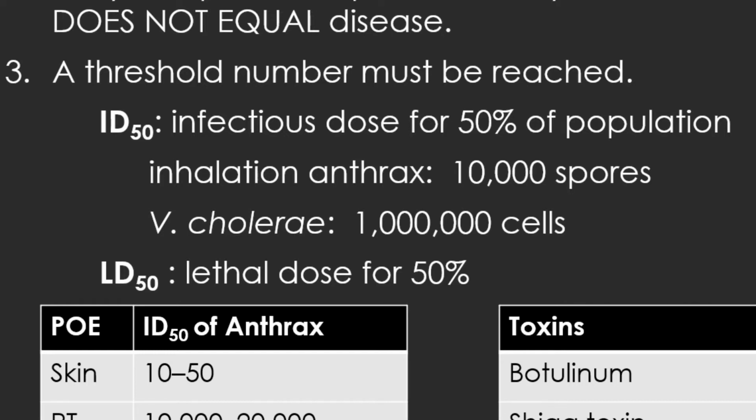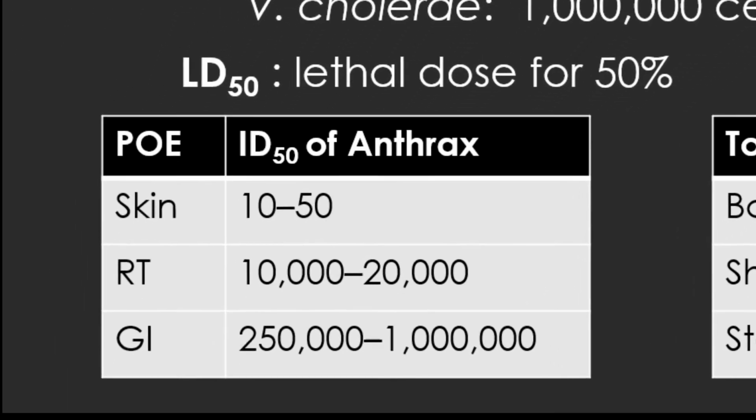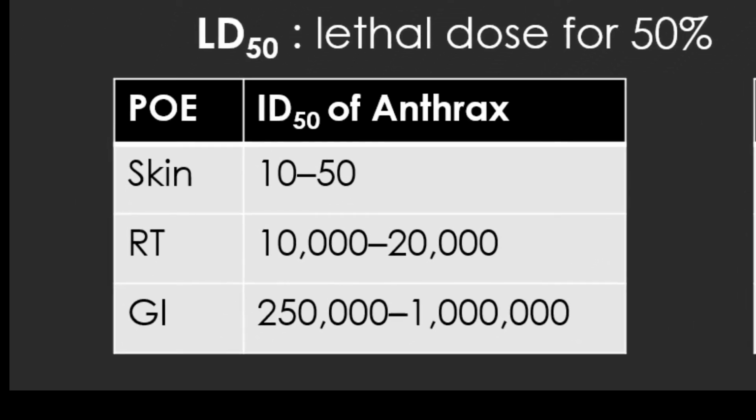In order to determine how deadly an infection is, we talk about the lethal dose for 50% of the population. So how much is required in order to kill 50% of the population? And again, we can do some comparisons. So at the bottom there, I've got some data, not that you need to memorize any of the data. You should understand what an ID50 is and an LD50 is, but just to give you an idea.